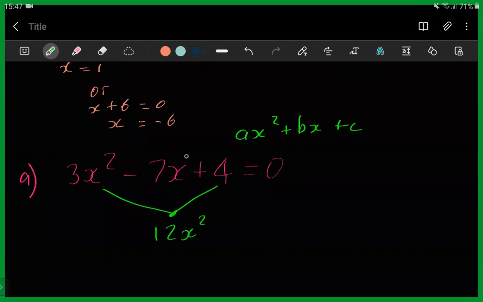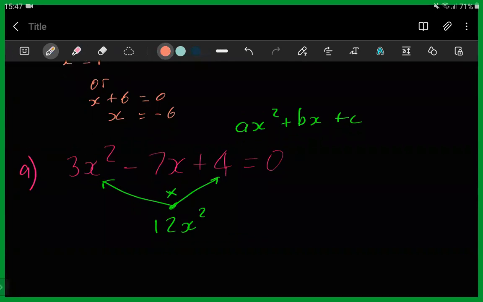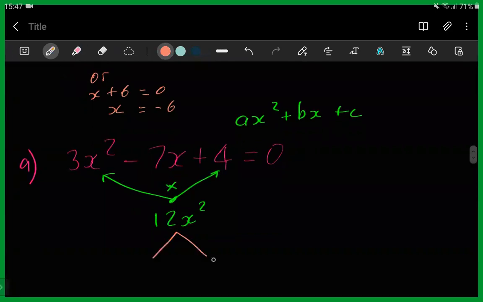So you multiply these two. Let me actually put arrows to show that you're multiplying those two. You get 12x squared. Once you get this 12x squared, you want to split it up, right, into factors that give you the number in the middle. So factors of 12 that give the 7.